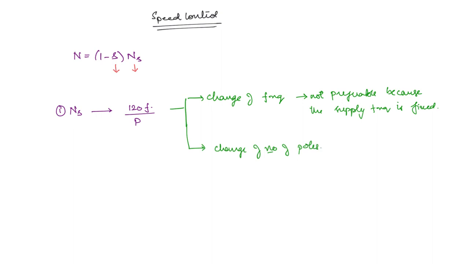So this is possible, but it can only be done in pairs. That means if P is equal to 2 and you want to increase the number of poles, then it can only be increased to 4. 3 cannot be done in between. Okay. So from P is equal to 2 directly you will get P is equal to 4.